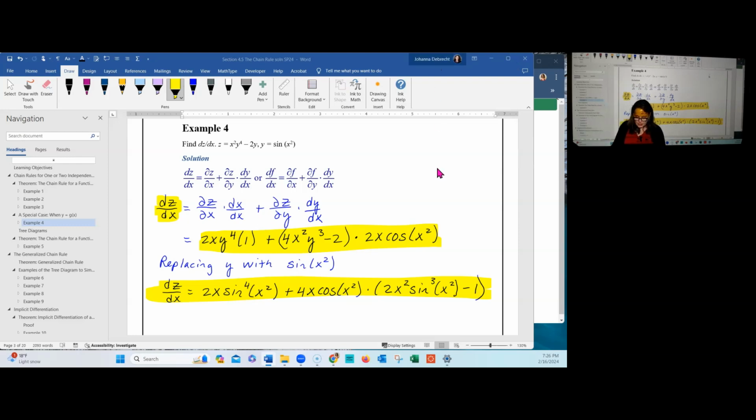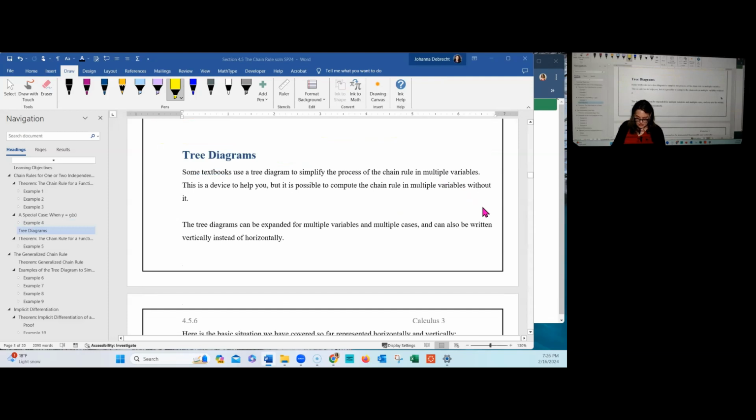We now want to turn our attention to what are called tree diagrams. Many textbooks use a tree diagram to simplify the process of applying the chain rule in more complicated situations. This is a device or a technique to help you, but it is possible to compute the chain rule without using this method, as we've been doing in the previous 4 examples. Now, tree diagrams can be expanded for multiple variables in multiple cases. They can be written vertically, coming down, or horizontally. Depending on how much room you have on the page, you may choose to go one direction or another.